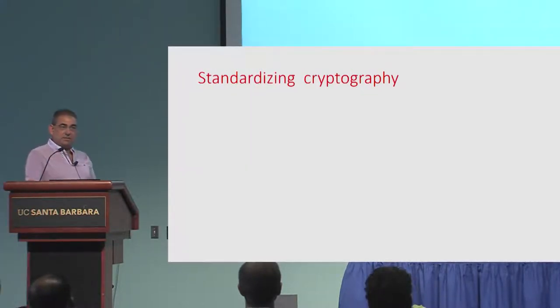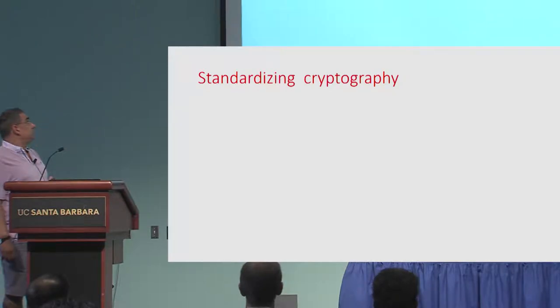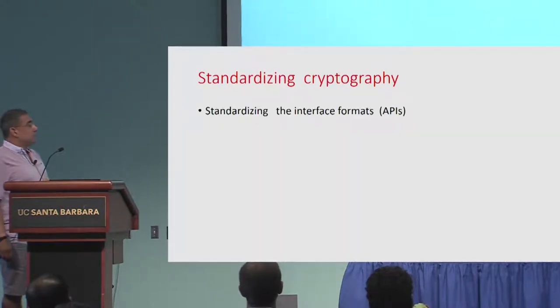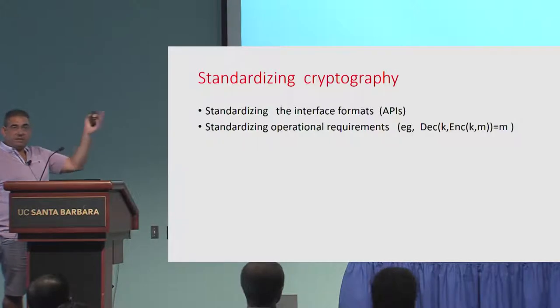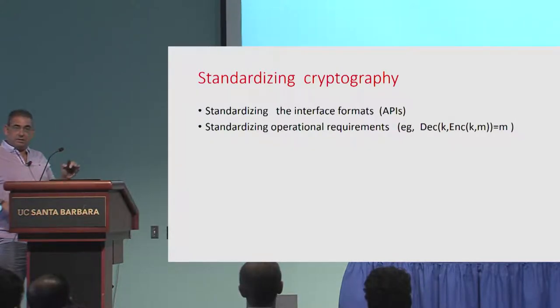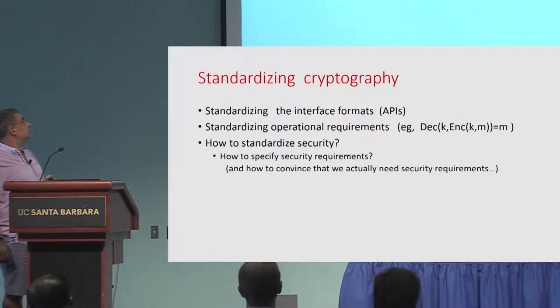But a few words about standardizing cryptography. We've heard the talk earlier about this, and some great points were made, but let me just say these points again, maybe with some repetition. When we standardize crypto, the obvious thing is to standardize the APIs, like any software, the interface formats, whatever interfaces they are. And of course we want to standardize the operational correctness, like any software. For instance, if you encrypt and then decrypt with the same key, you get the same message. Great. But most standards stop here. For crypto, there is much more to go.